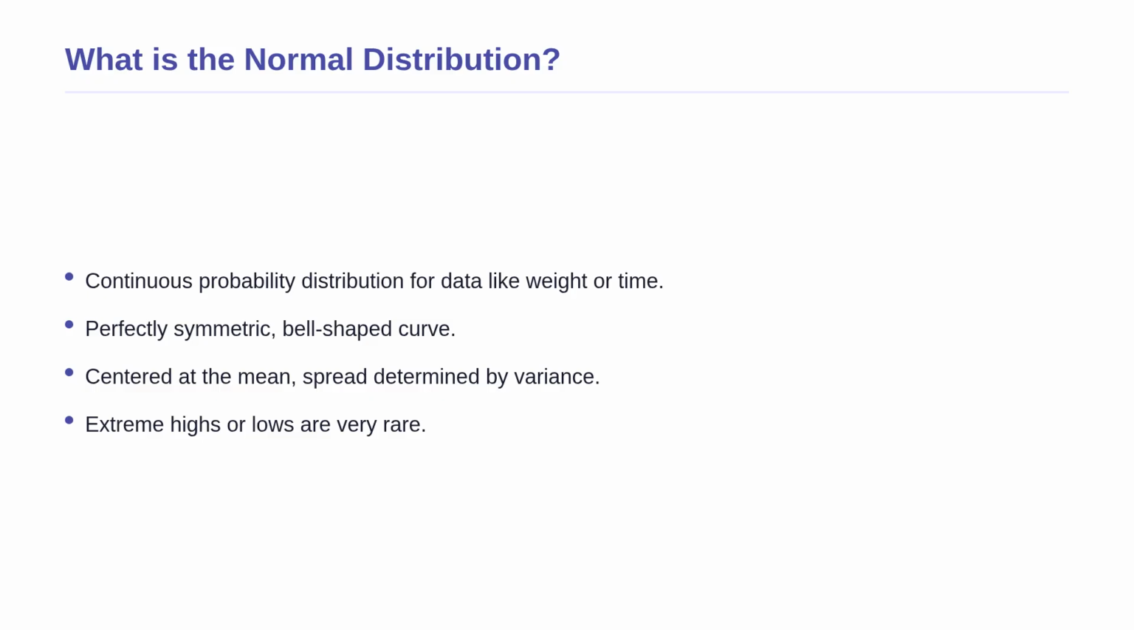The curve is perfectly symmetric, acting as a mirror image on both sides. The center is defined by the mean, while the spread is controlled by the variance. Because it naturally organizes data so beautifully, it forms the foundation of modern statistics.